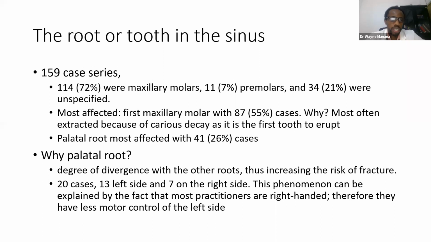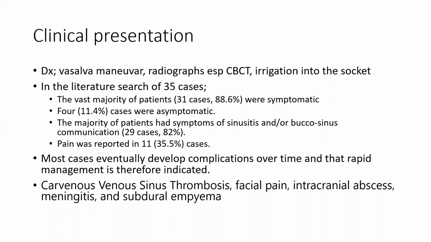And they also found out that the palatal root was the most affected, in 26% of the cases. And why palatal, why not distal buccal or MB roots? It's also because of the degree of divergence from the other roots, and it means it's most likely going to fracture. And most of the cases were on the left side, for the reasons that I explained for fractures.